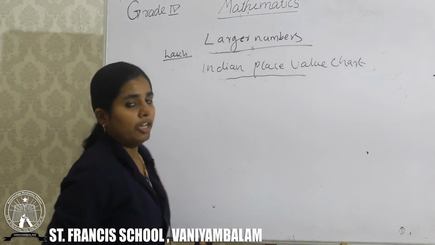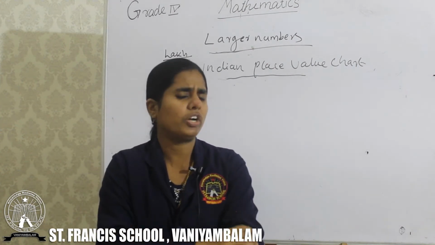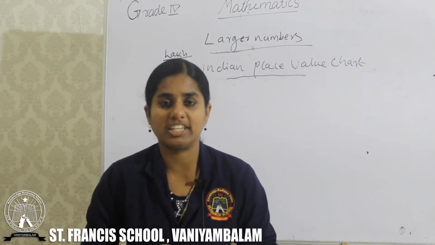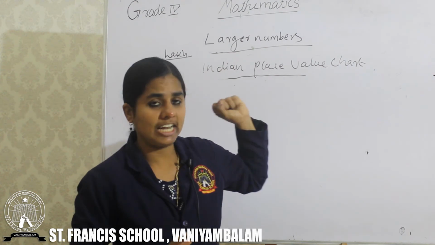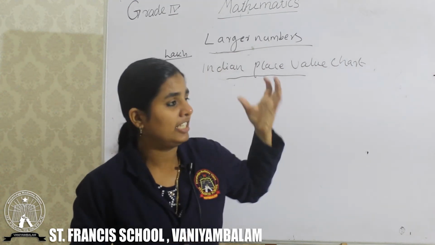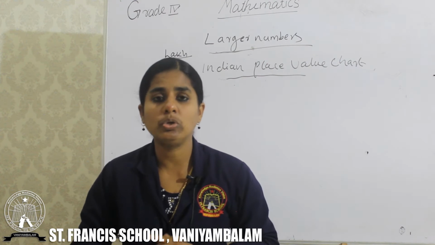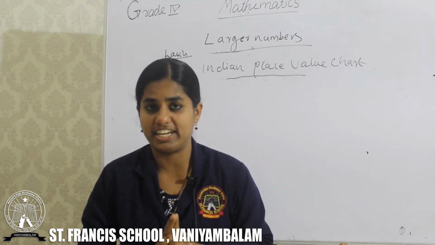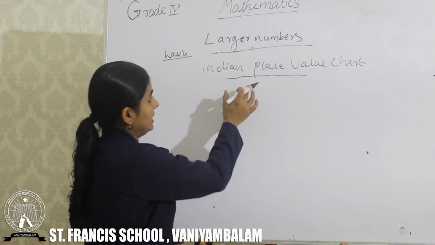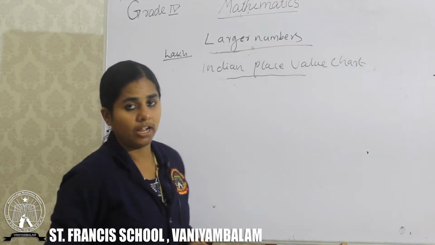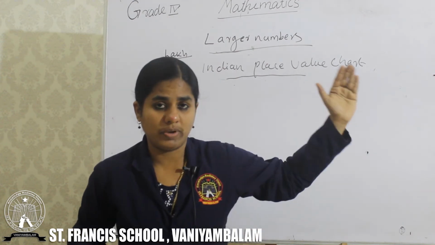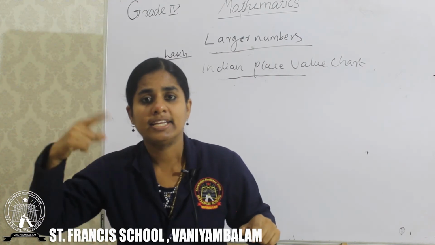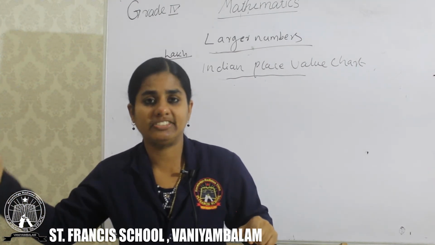Before that, children, just to recall our place value chart of the Indian system of numeration. This is our topic, large numbers. In this topic, we learn how to read number names in the Indian system of numeration, that means the Indian place value chart. First we have ones, then tens, hundreds, thousands, ten thousands, lakh and ten lakh.